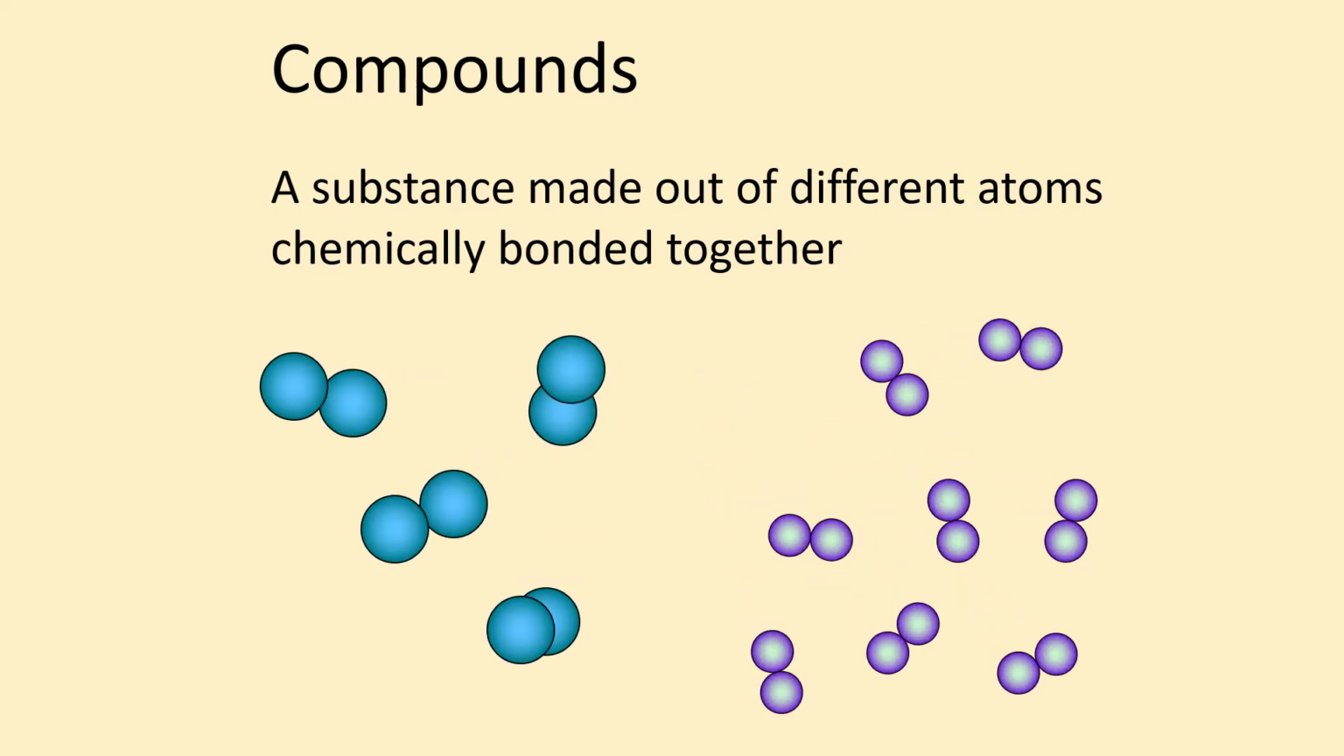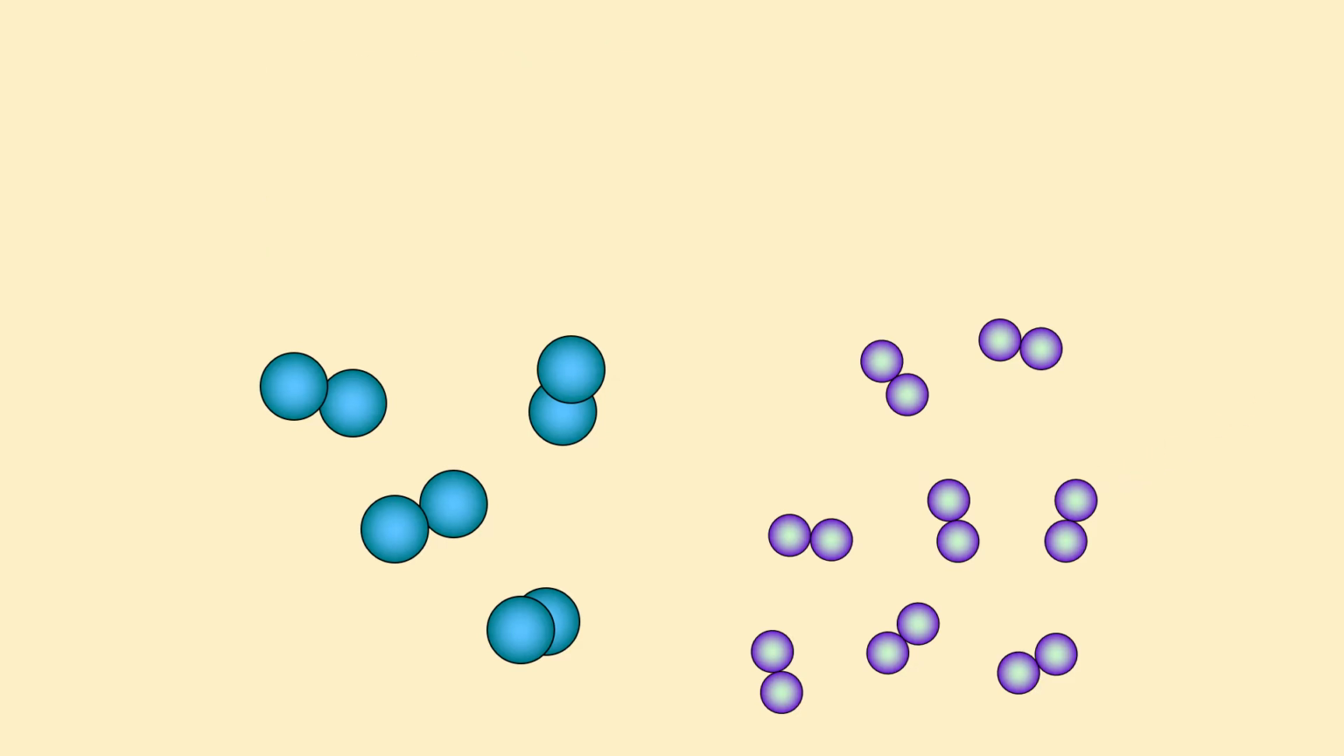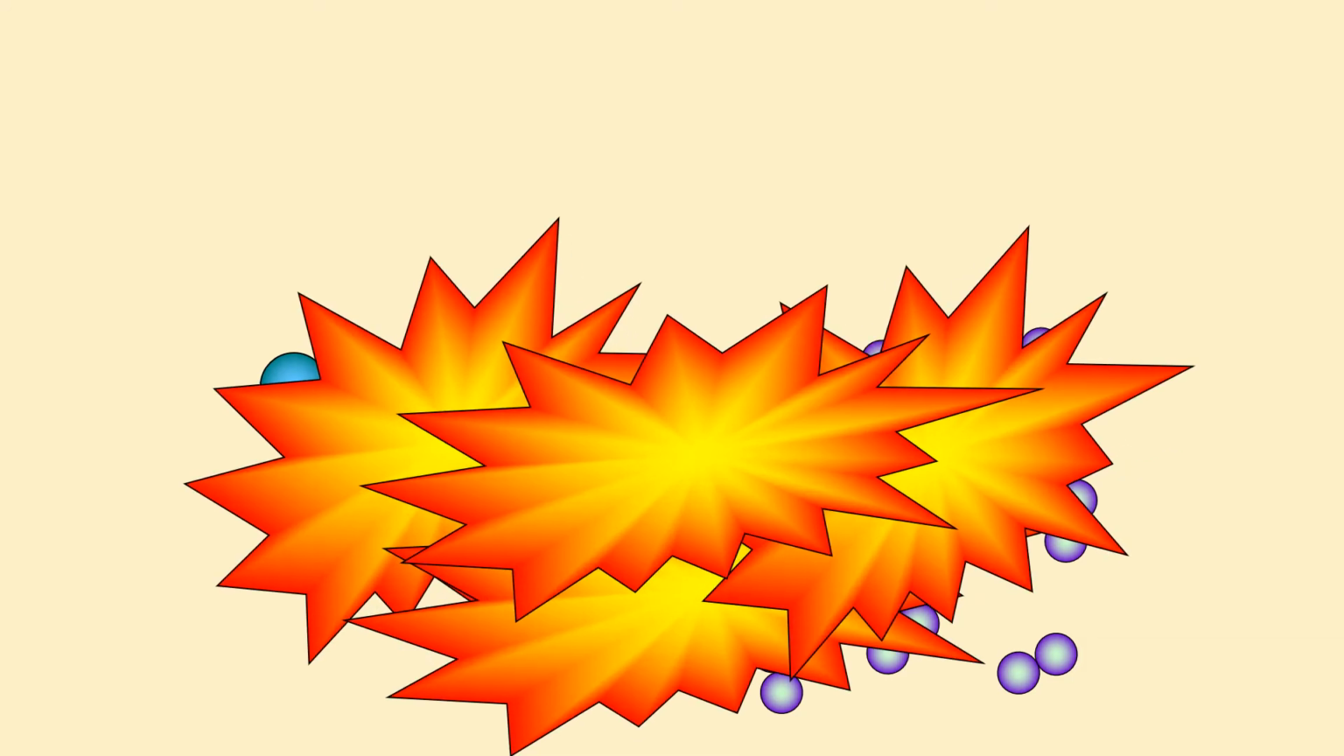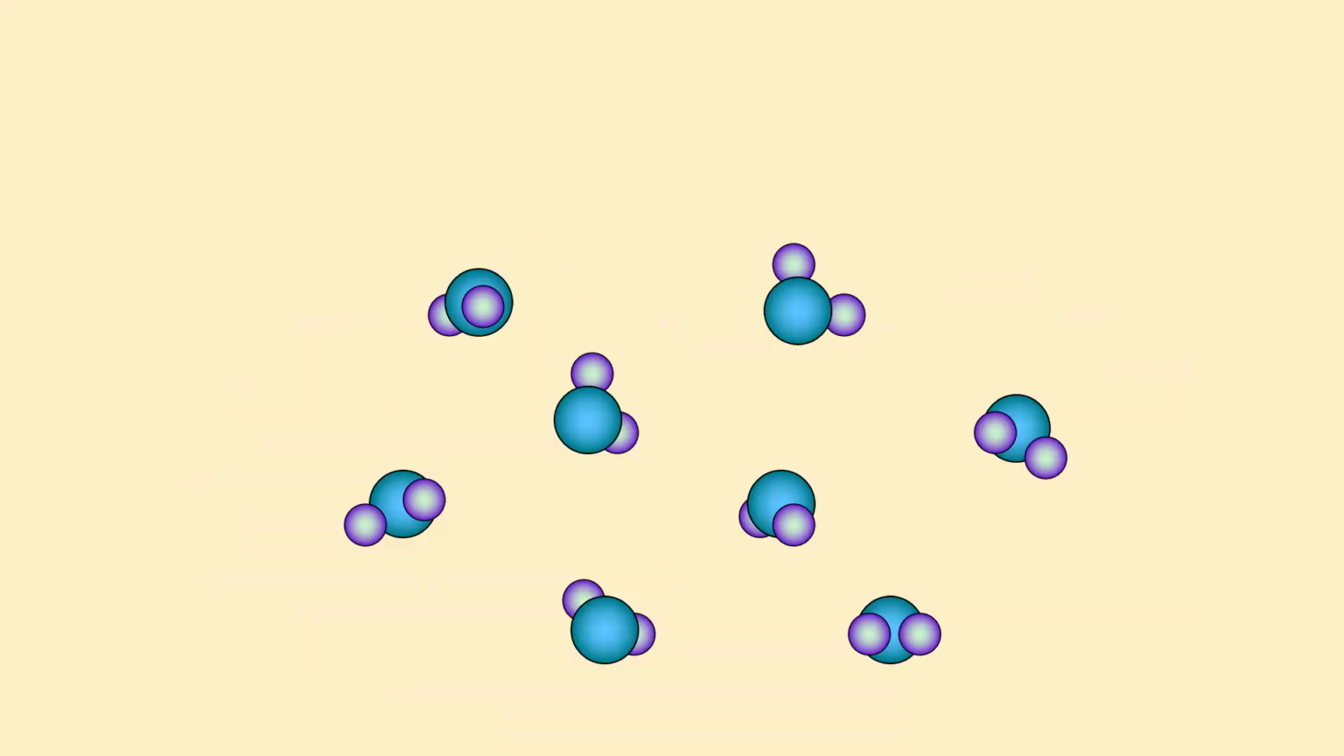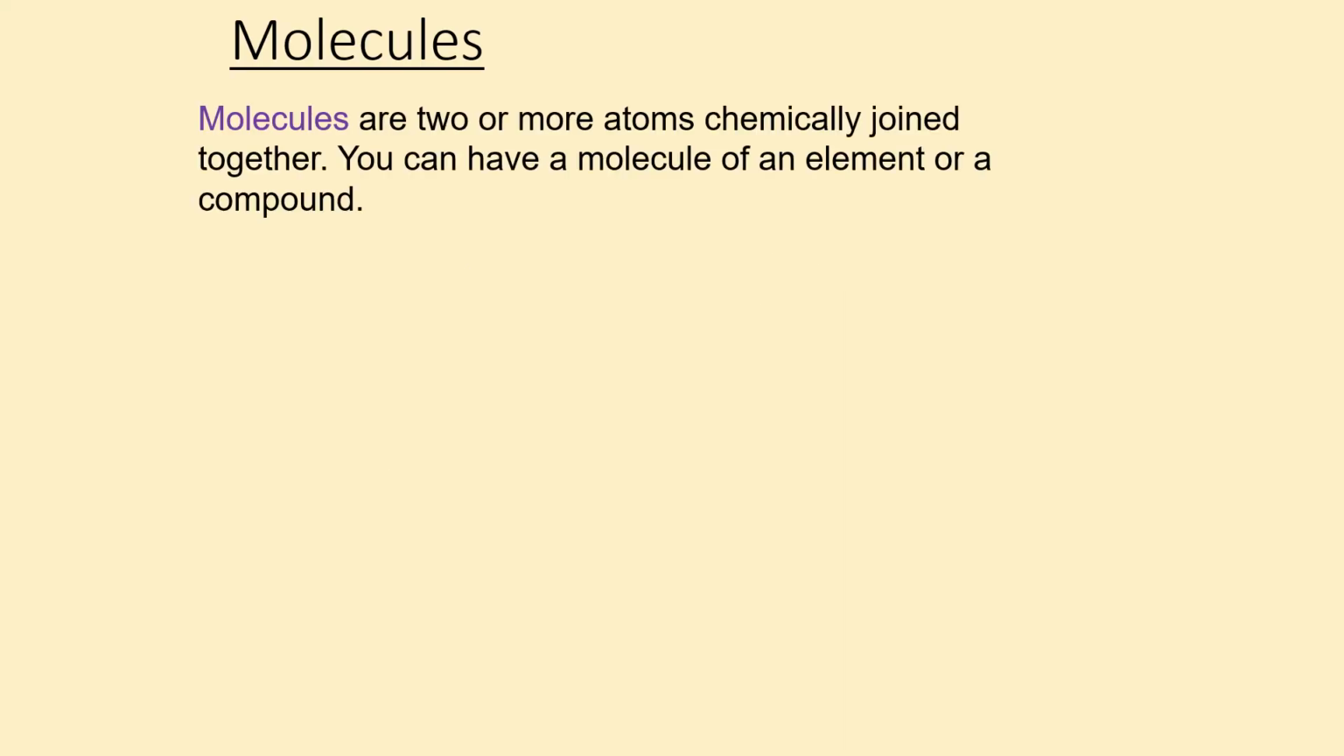So here we've got some molecules of an element, and we'll talk more about molecules in another lesson, possibly this one. But if we react them together, they can form a compound. So this compound is water. Different colours from the previous diagram, but we've got 1 atom of oxygen joined to 2 atoms of hydrogen. Molecules. Molecules are 2 or more atoms chemically joined together.